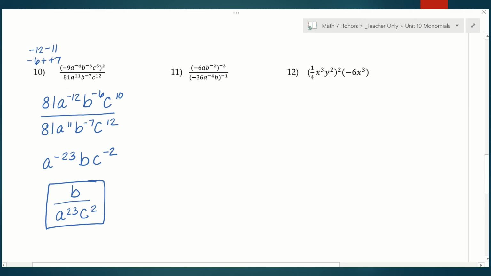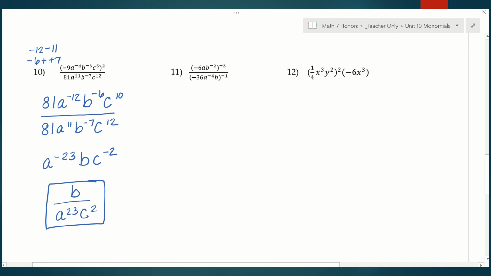Okay, for 11, actually, I have an idea for this one. So we haven't seen one like this yet, but I'm going to tell you right now that instead of rewriting both the numerator and the denominator as fractions to get rid of those negative exponents, why don't we go ahead and take the denominator and put it in the numerator, and take the numerator and put it in the denominator, because what that will do is it will change the sign of my outside exponents.